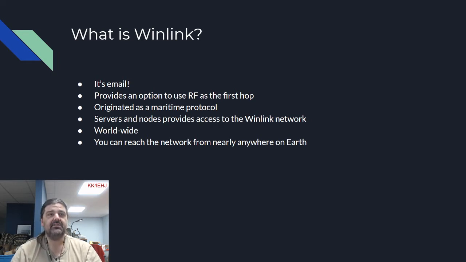It provides an option to use RF as the first hop, though. That's the real big differentiator here, is you do not require internet access to use Winlink. Now, if you're going to send a message to an internet address, obviously you need the internet, but you don't need to. You can actually send a message to another Winlink mailbox or directly to another user in Winlink, like computer to computer, and you don't need that at all. But the power there is the RF is the first hop.